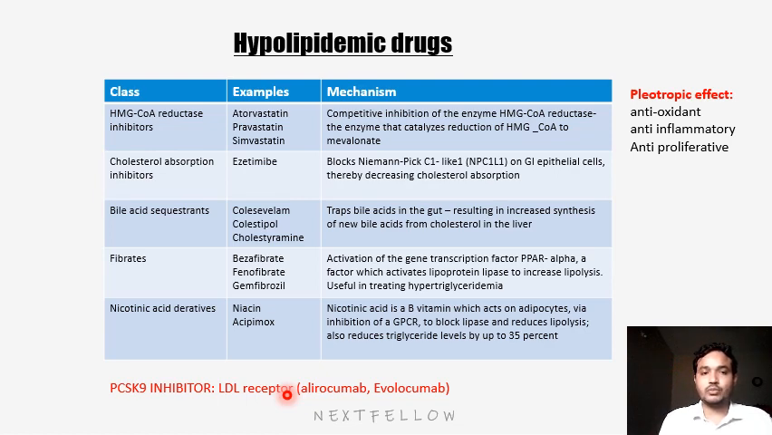So what are the drugs in this group? Alirocumab and evolocumab. These are newly developed drugs for controlling blood lipids in hyperlipidemia patients. These drugs inhibit PCSK9. This inhibitor acts on LDL receptors, thereby decreasing cholesterol level in the blood. Those are alirocumab and evolocumab. These are the groups of drugs helpful in decreasing cholesterol in the blood. Thank you.